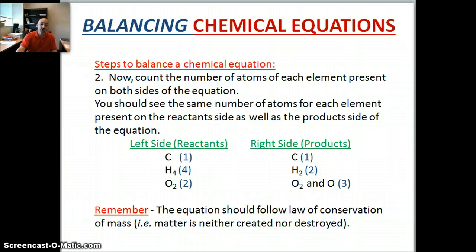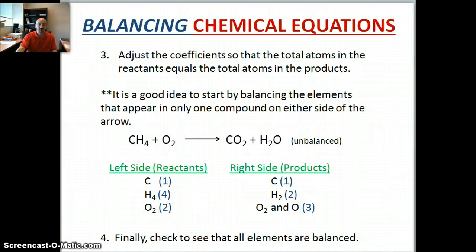The second step is we want to count the number of atoms of each element present on both sides of the equation. So here we can look and we have 1 carbon atom. Here we have 4 hydrogen atoms, and here we have 2 oxygen atoms. Same thing over here on the right side.